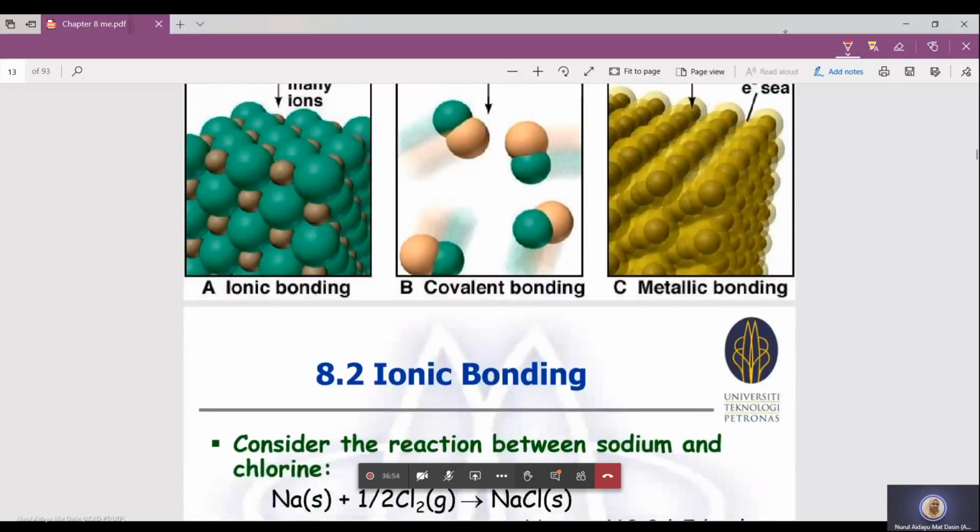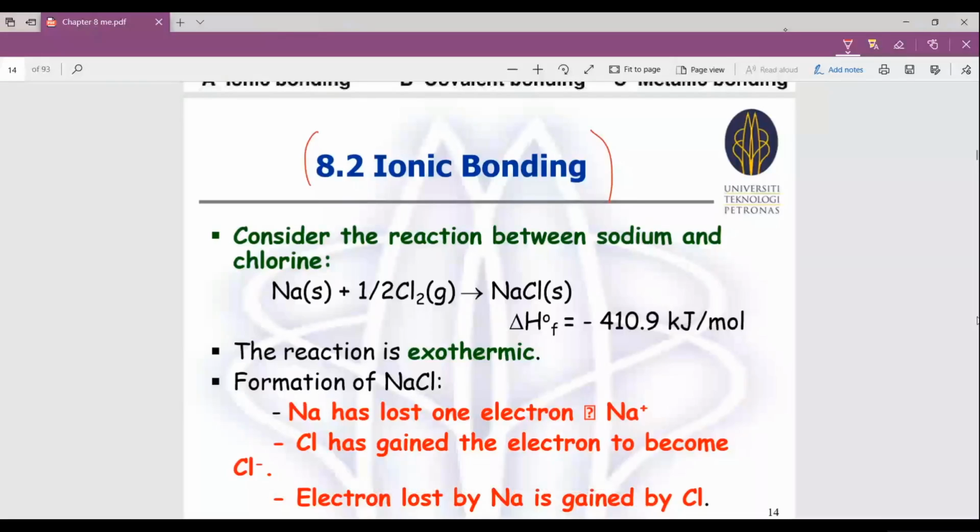Okay, now we go to the next slide, ionic bonding. Now we're focusing on how to calculate enthalpy in ionic bonds. This is the main subtopic in chapter 8, how to calculate the energy of the ionic bond. Consider the reaction between sodium and chlorine here. The enthalpy of formation of NaCl from its elements is equal to negative 400 kilojoules per mole. So this is exothermic, because it releases heat. Releasing heat means negative.